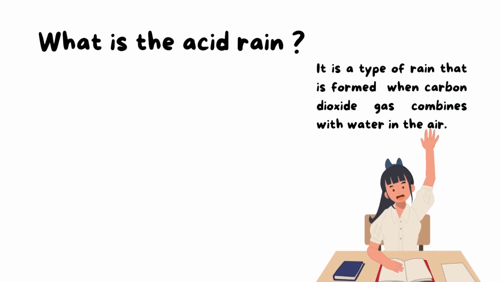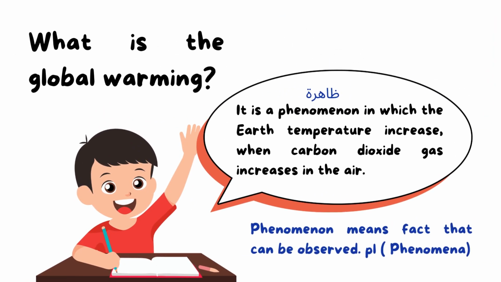What about global warming? Can you tell me what is global warming? Yes, it is a phenomenon, and the word phenomenon here means a fact that can be observed. We can see this fact. The plural of phenomenon is phenomena. The word phenomenon is very easy. We have ph, which makes the sound f, so we have phe, then we have nom, phenomenon, on, so we have phenomenon.